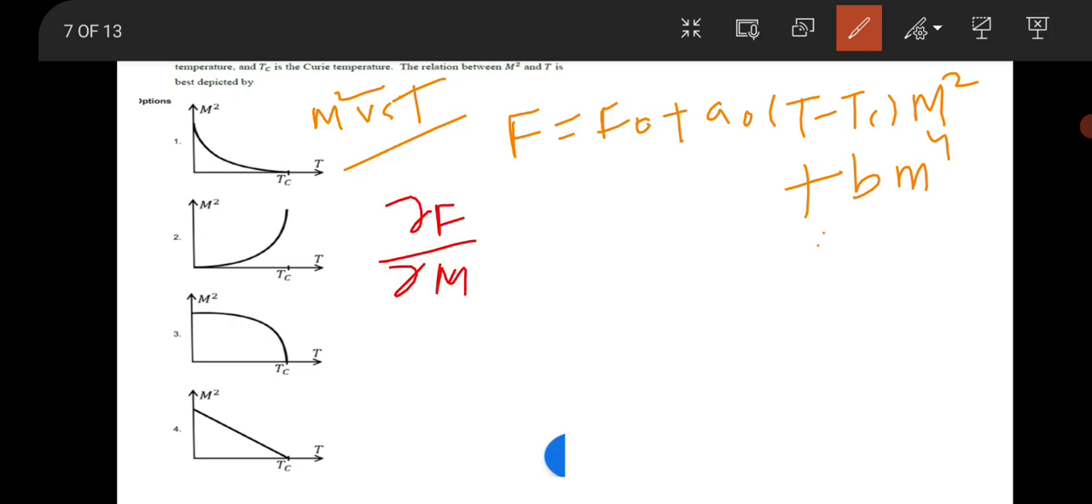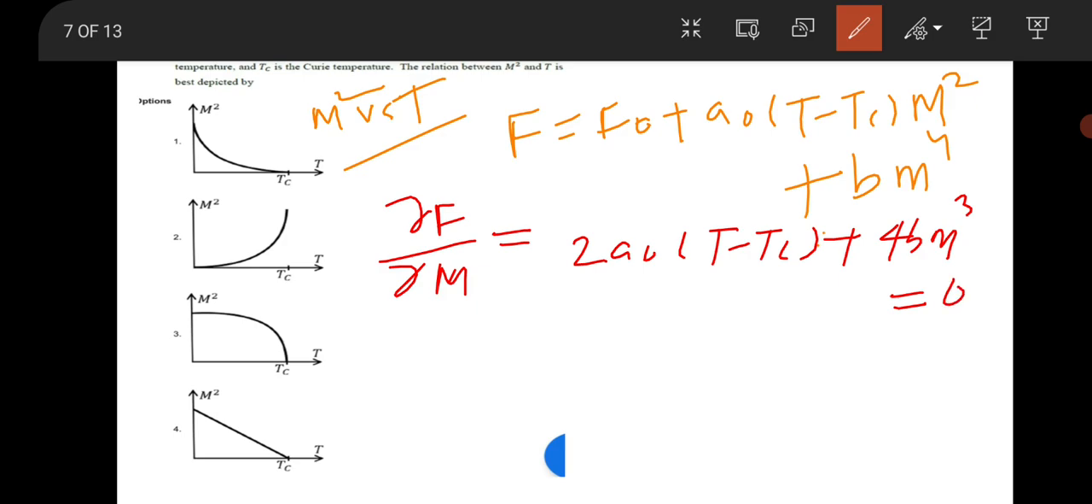If I am not wrong, this question was asked in one year, which year I did not get exactly, but such a question was asked. So this was one of the repeated questions, you can say. Then del F by del m = 2A0(T - Tc)m + 4B m^3. Make it equal to 0.